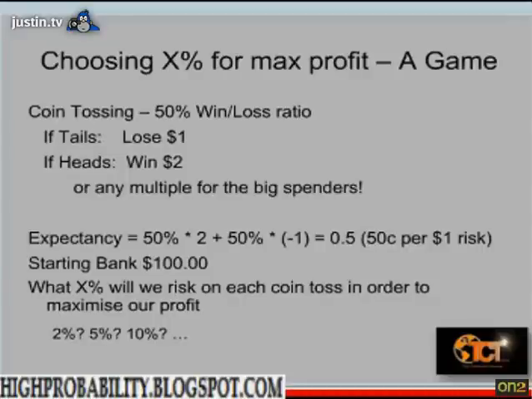I think intuitively we know that if we risk 2% of our bank as against 5% of our bank, then the potential profits at the end of a game will be quite different. And also, if we risk very high amounts, then we stand a much better chance of ruining the whole account, because obviously if we risk 100% and we lose on the first toss, we're out. We're finished as traders.